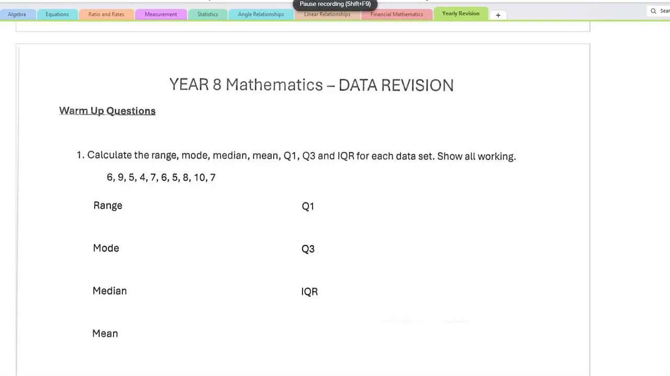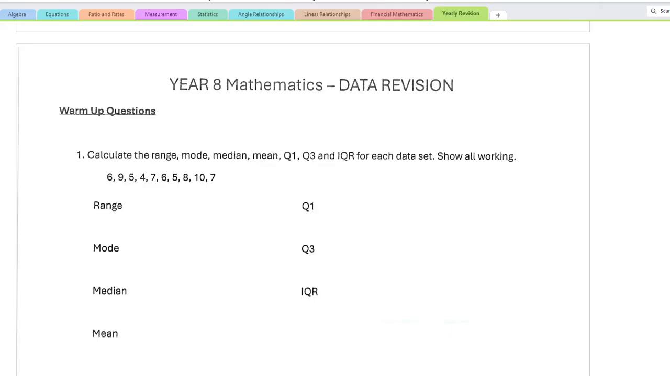Hello Year 8. Today we are going to be revising data. So in data you need to know what mean, median, mode, range, Q1, Q3 and interquartile range are, as well as stem and leaf, histograms and polygons. So I'm just going to do a couple of questions to warm up.